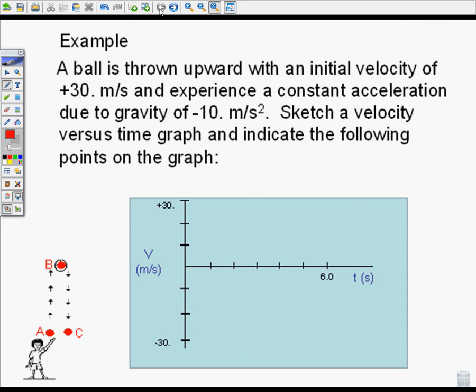So we're going to analyze this ball the moment it leaves my hands, right to the moment right before it hits my hands, while the ball is airborne, the whole time it's not touching my hands. So the ball starts at A, goes up to B, comes back down to C.